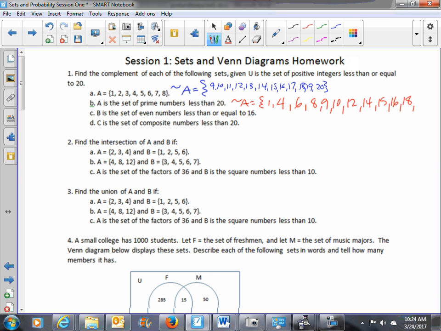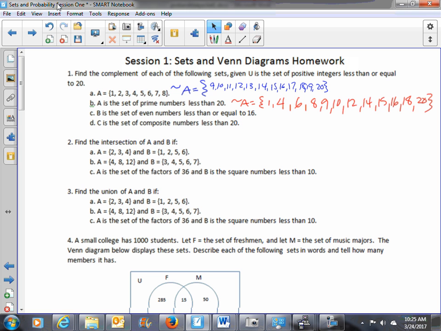is. Now, 20 isn't prime, but 20 is in U, and even though A is the set of prime numbers less than 20, 20 is going to be in the complement because it is in the universal set and it's not in set A. All right.